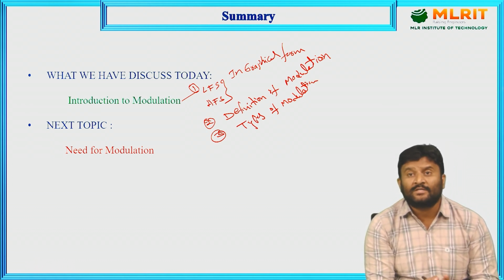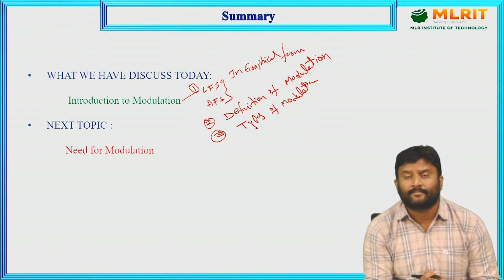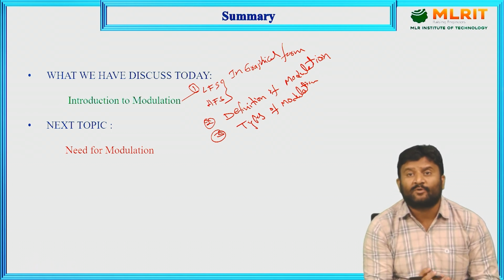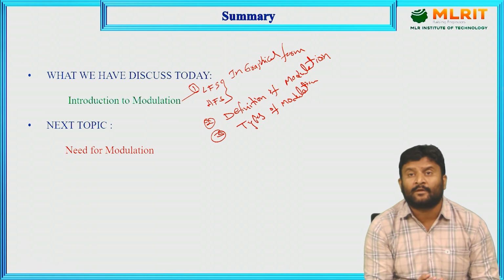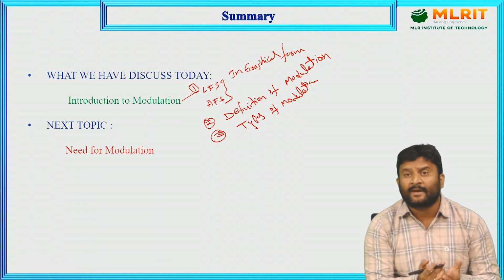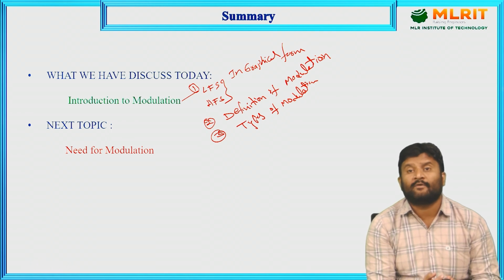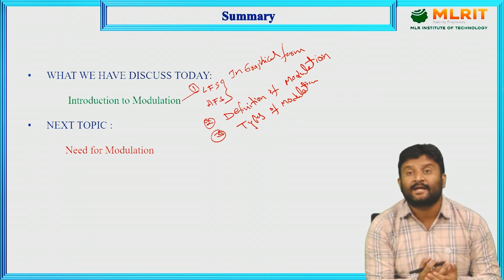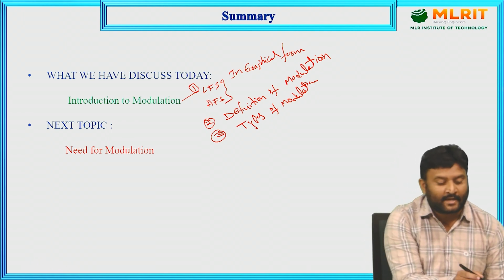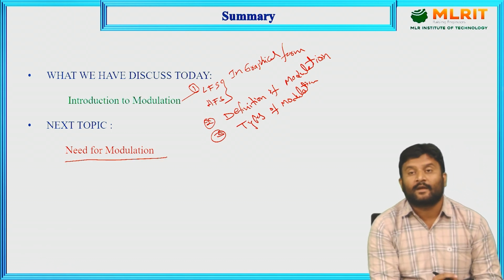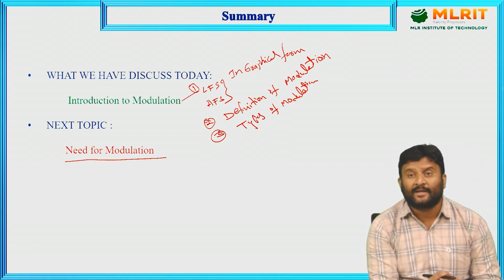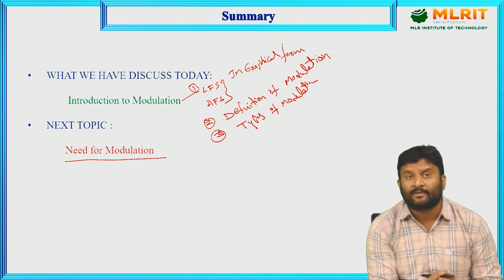Next class, once you know about the modulation, what is the need for modulation? Where can this modulation technique be applicable and what is the importance of modulation? We are taking some examples. With respect to modulation, this is the advantage, and that is called the need for modulation. In the next lecture, I am explaining very clearly about the need for modulation.